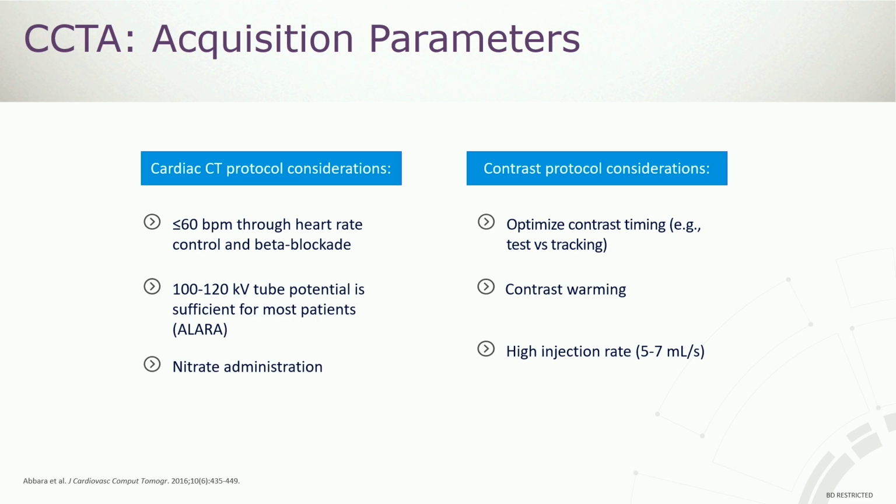You really want to optimize your contrast tracking. You could either do test bolus, or we do tracking at our institution. We warm the contrast, and really what's recommended is a high injection rate. I think most people are familiar with 5 cc's per second, but when you go above that, your comfort levels may be a little varied in how you do things.